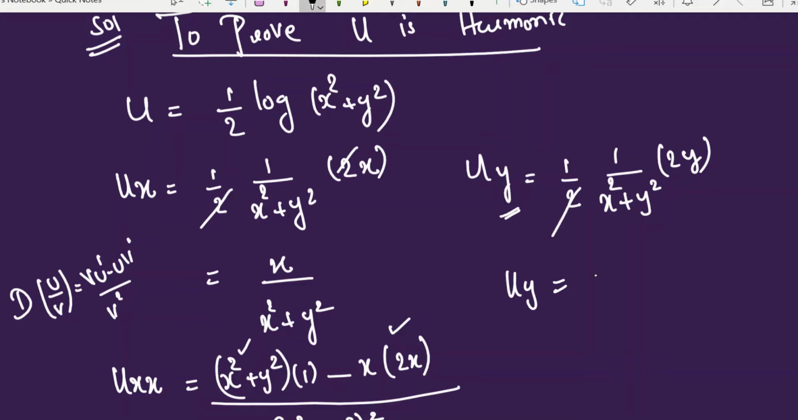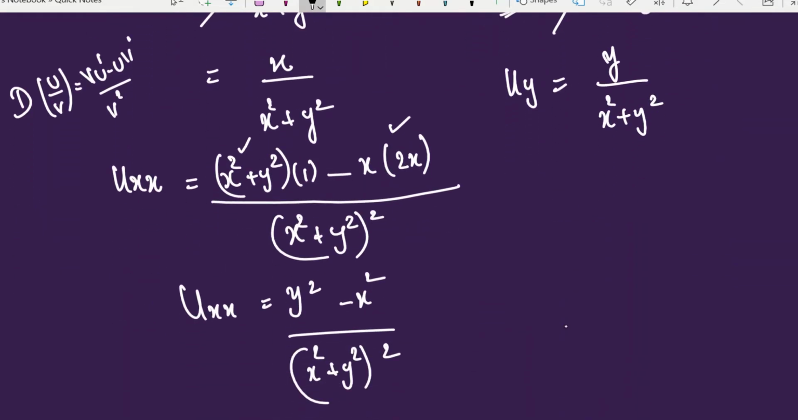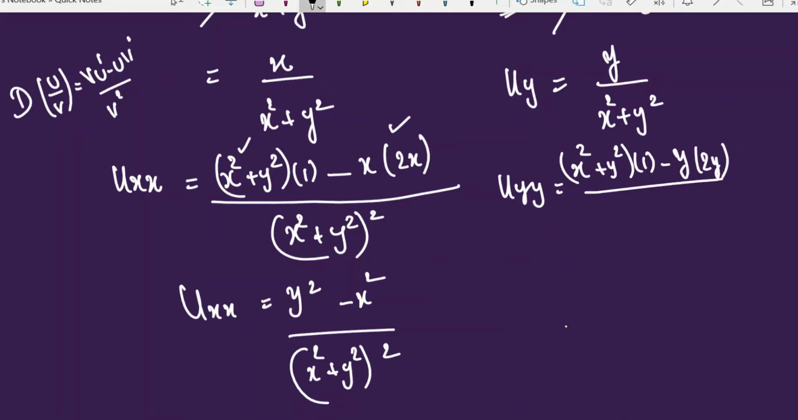u_y equals, here the 2 and 2 get cancelled, y divided by x square plus y square. Next derivative u double y. Here we have to use the quotient rule of differentiation. In the numerator, the differentiation is 1, minus y, the denominator differentiation is 2y because y is the variable now, x square plus y square the whole square.